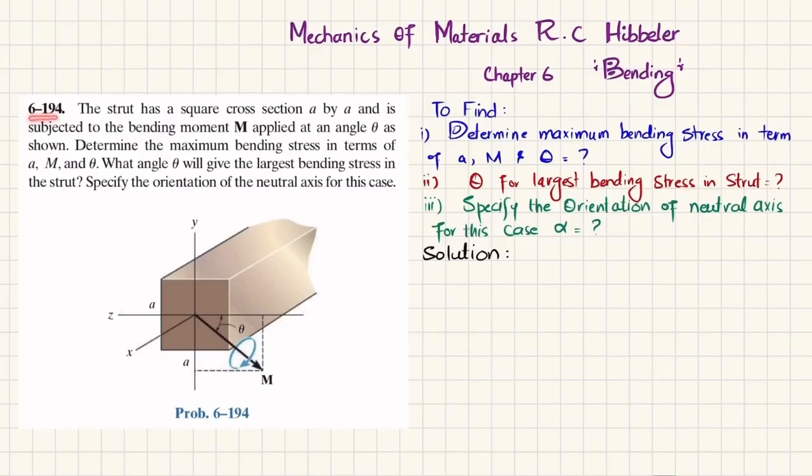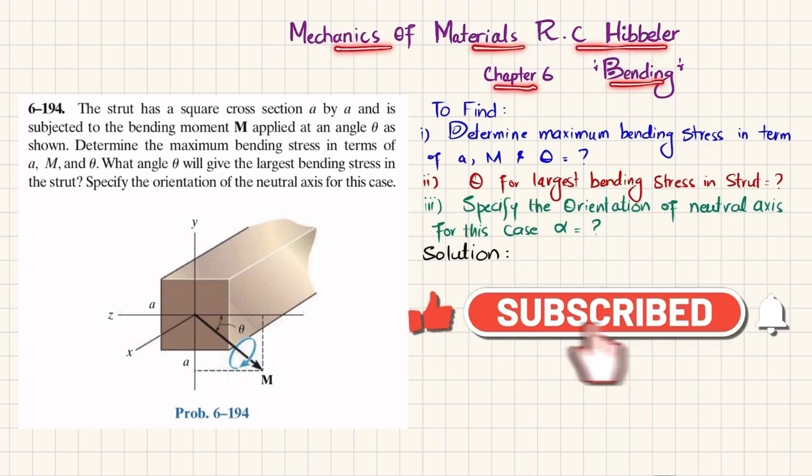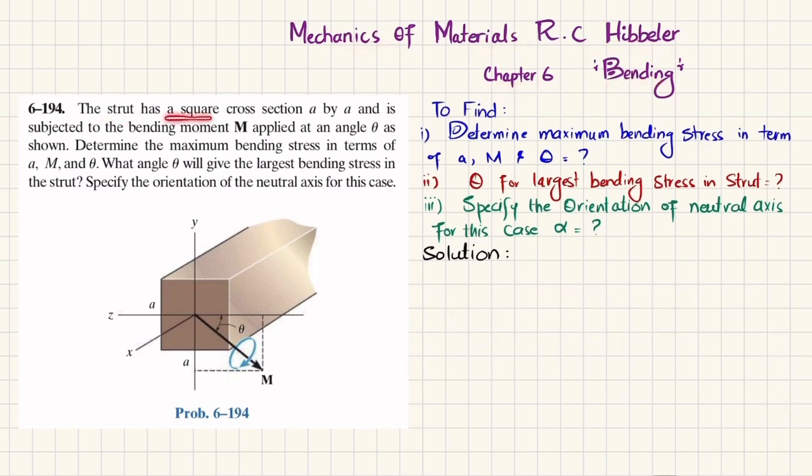Problem 6-194. This problem is taken from chapter number 6, Bending, and the book name is Mechanics of Materials by R.C. Hibbeler. The statement is: the strut has a square cross section A by A and is subjected to a bending moment applied at angle theta as shown. Determine the maximum bending stress in terms of A, M, and theta. What angle theta will give the largest bending stress? Specify the orientation of the neutral axis for this case.